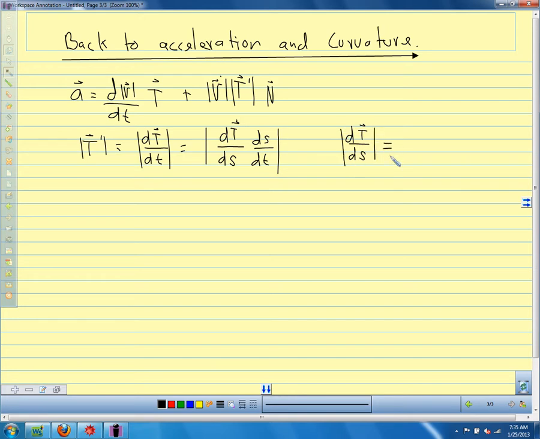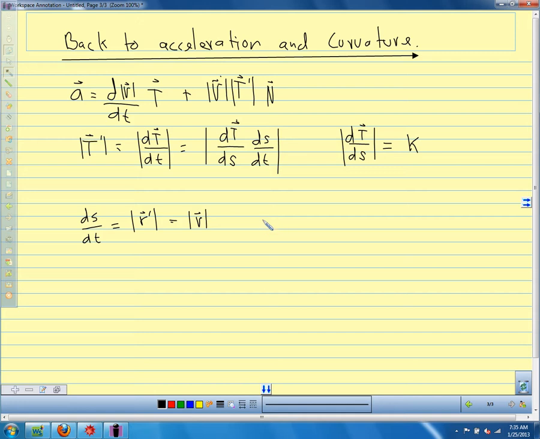Yes. What have we been talking about? dT/ds, that's how we define the curvature. That is the curvature. And ds/dt was what quantity? Magnitude of r prime. That's our speed. So ds/dt is the magnitude of r prime, which is the magnitude of the velocity.